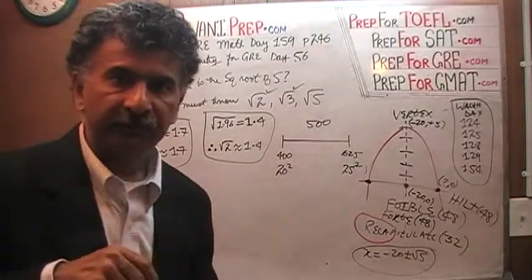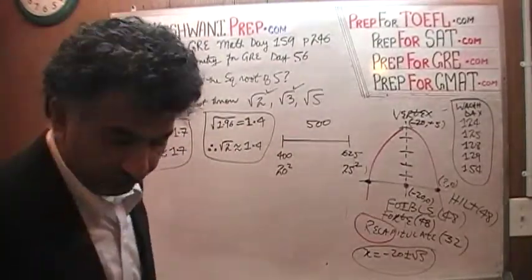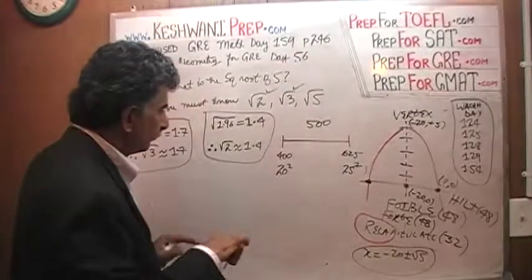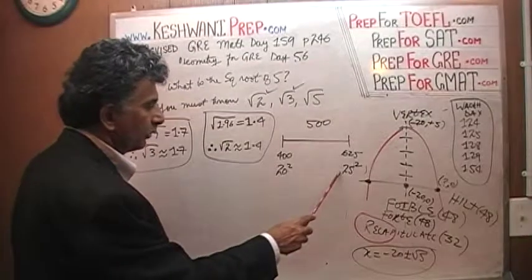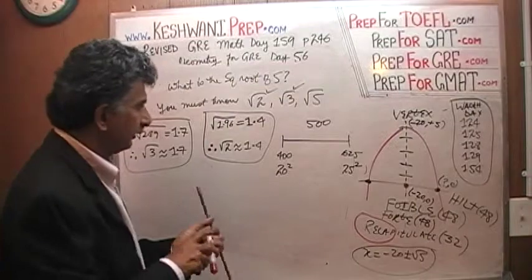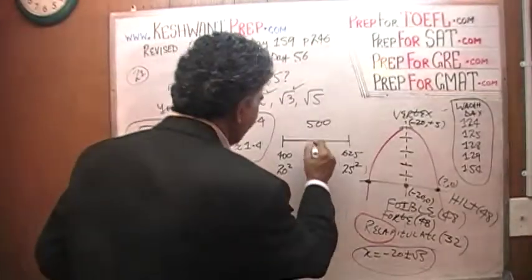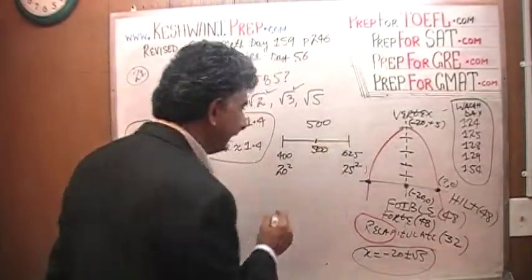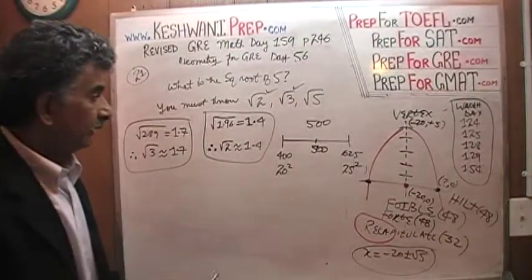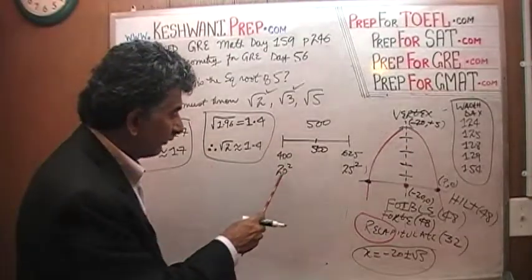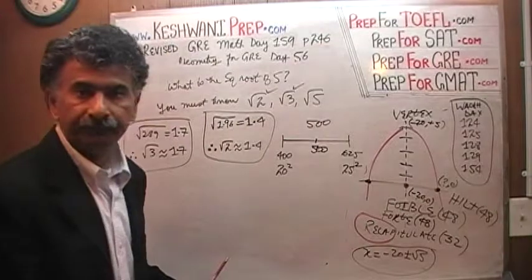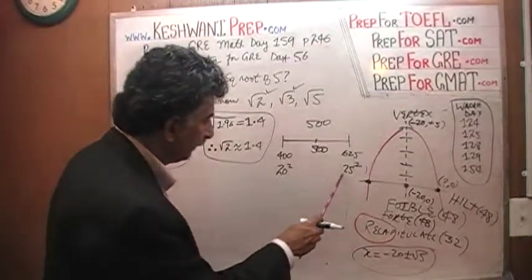The square of 20 is 400, and the square of 25 is 625. Therefore 500 falls somewhere in between. That tells us that the square root of 500 must fall somewhere between 20 and 25.